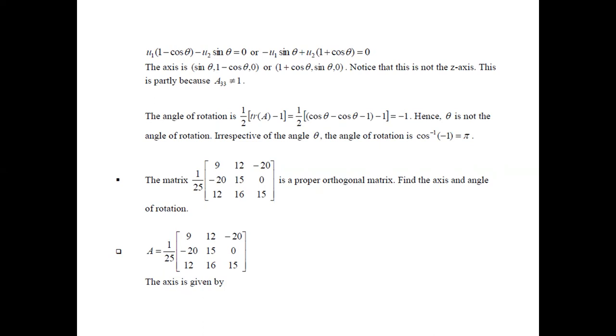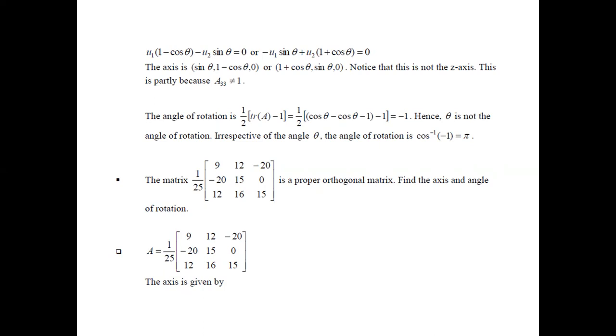The angle of rotation is given by cos of the angle equals half times (trace of A minus 1), which is half times (cos θ − cos θ − 1 − 1), which is −1. Hence, θ is not the angle of rotation. Irrespective of the angle θ, the angle of rotation is arccos of −1, which is π.